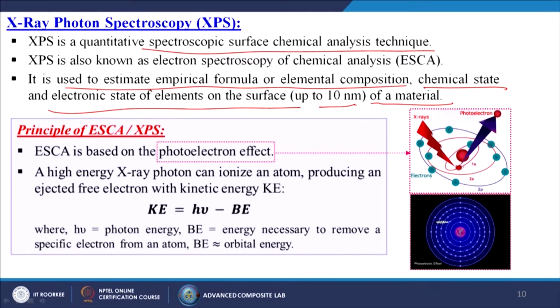So, simple X-rays are falling on the orbitals and the photoelectron is being removed. So, ESCA is based on the photoelectric effect. A high energy X-ray photon can ionize an atom, producing an ejected free electron with kinetic energy KE. Generally kinetic energy we are calling it as KE. So, KE is equal to h nu minus BE, where h nu is the photon energy, and BE is the energy necessary to remove a specific electron from an atom, or BE is equivalent to the orbital energy.